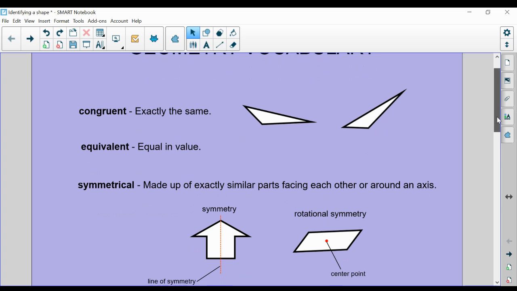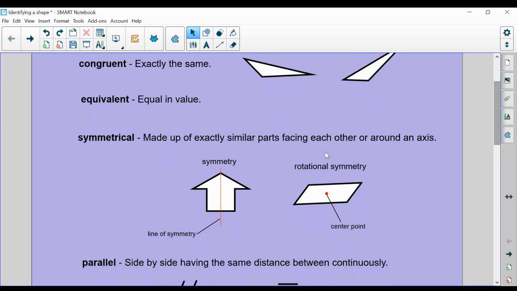Symmetrical, that's another term that you need to understand. Symmetrical is when one side of the shape is exactly the same but the opposite. So if you fold it across this imaginary line of symmetry, if you can imagine me closing a book and this is like the crack of the book, they would match up perfectly and exactly the opposite. So this shape right here, this arrow shape, has exactly one line of symmetry.